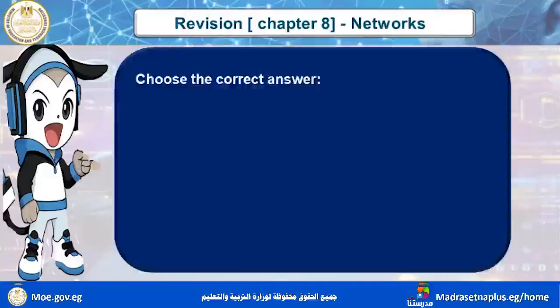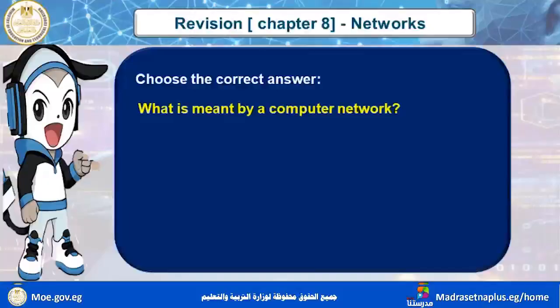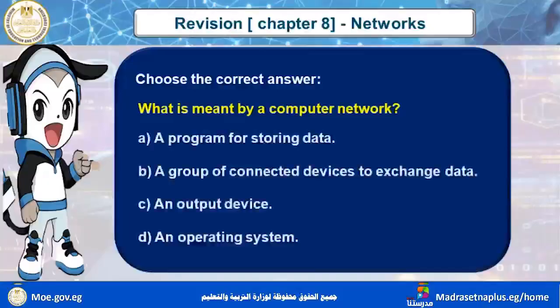Now it's time for exercise. Choose the correct answer. What is meant by a computer network? Is it a program for storing data? Of course not. Is it a group of connected devices to exchange data? Is it an output device? Is it an operating system? What do you think? Yes, correct. It's a group of connected devices to exchange data.